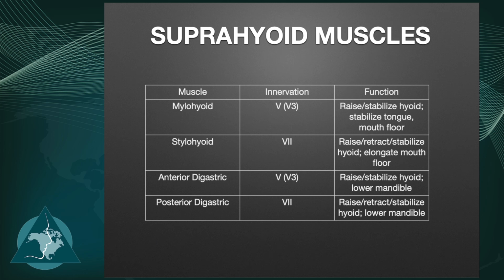The innervation will be either V3 or the facial nerve. It will be one or the other. But they all do pretty much the same thing in terms of opening the mandible.